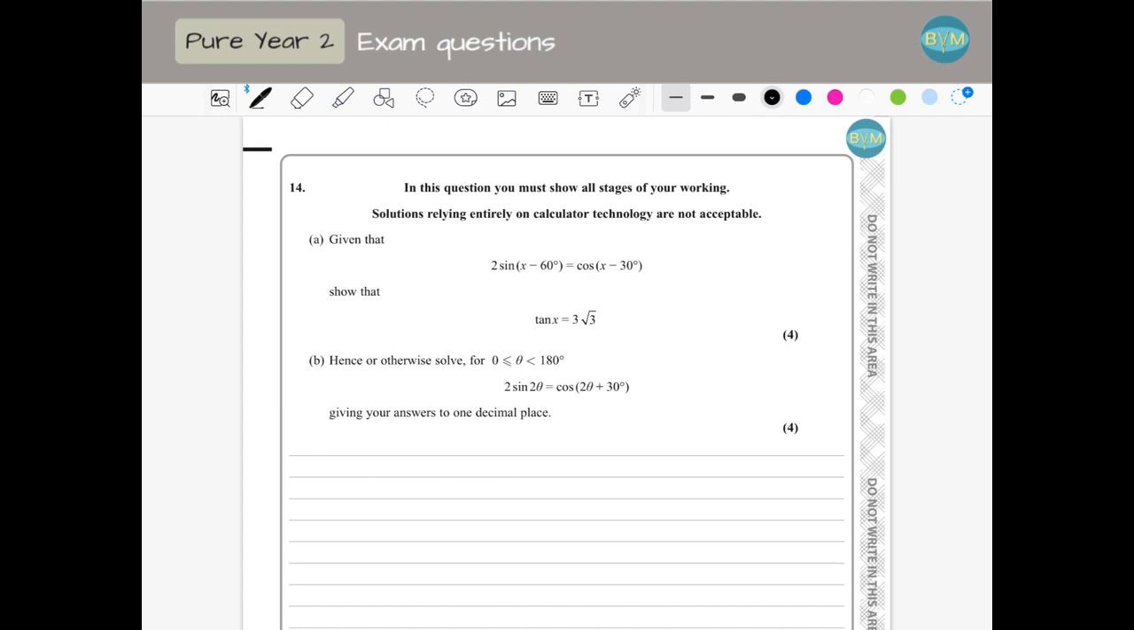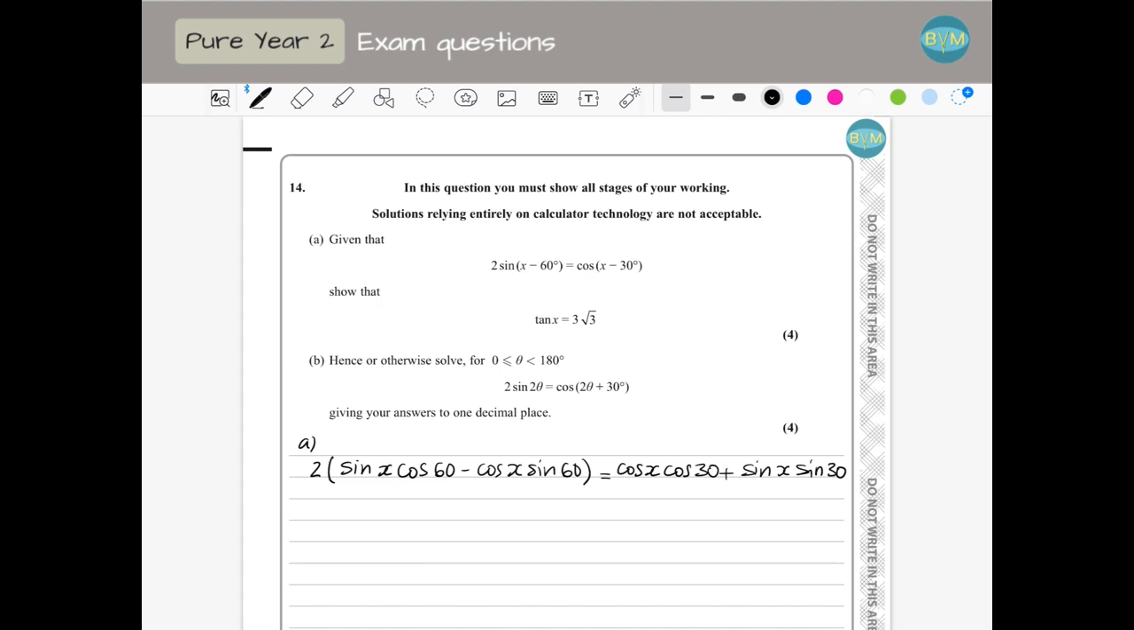So 2 on the left hand side, so I have 2, and instead of sin, remember the addition formula for sine is sin cos minus cos sin, which is in the formula booklet. So I have sin x cos 60 minus cos x sin 60. And then the formula for cos is cos cos plus sin sin. Again, it's in the formula booklet, so cos x cos 30 plus sin x sin 30.